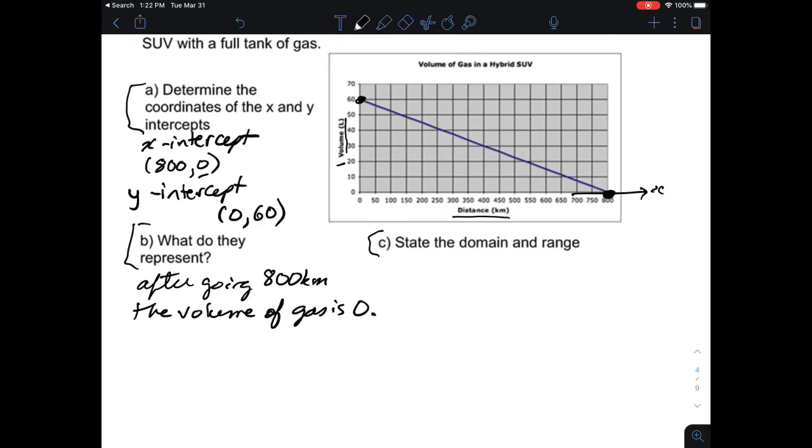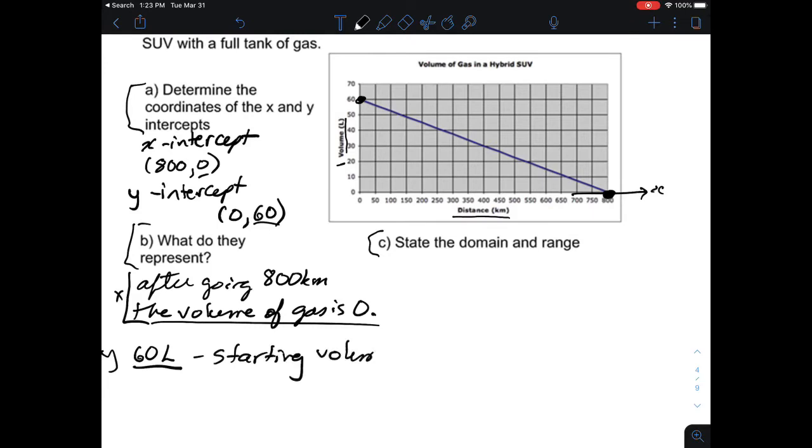And the y-intercept at 60 liters is the starting volume of gas in the tank before we started measuring distance. So at distance 0, we leave the gas station, we have 60 liters. Okay, and now the domain and range.